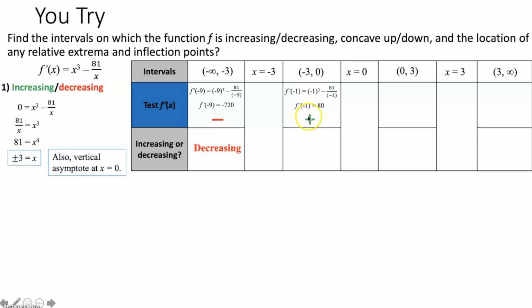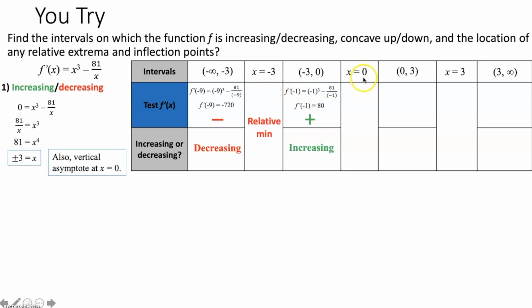Because it's positive, that means the derivative of this function on this given interval is positive, meaning that the slopes of the lines tangent to the curve of this function on this given interval are positive, meaning that this function must be increasing on that given interval. Now, because the function goes from decreasing to increasing, the first derivative test tells us that there must be a relative minimum at x is equal to negative 3.